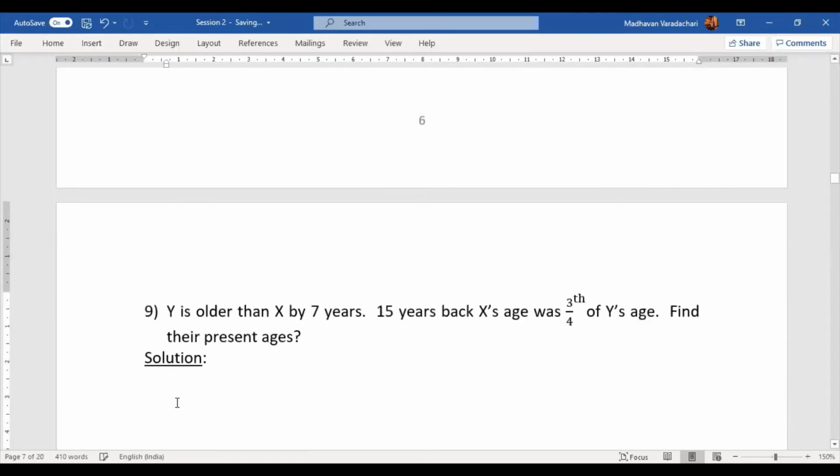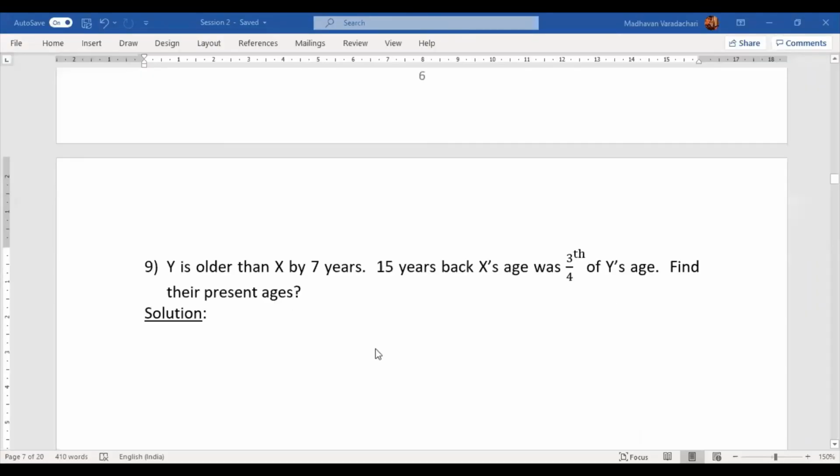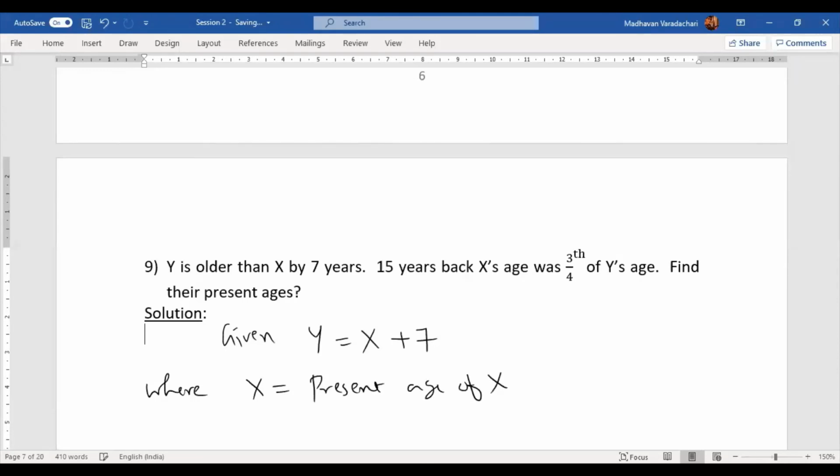Right? So the next question, let's move on. The question is, y is older than x by 7 years. Given y is older than x by 7 years, means if I add 7 years to x's age, let me say x equal to present age of x, y equal to present age of person y.